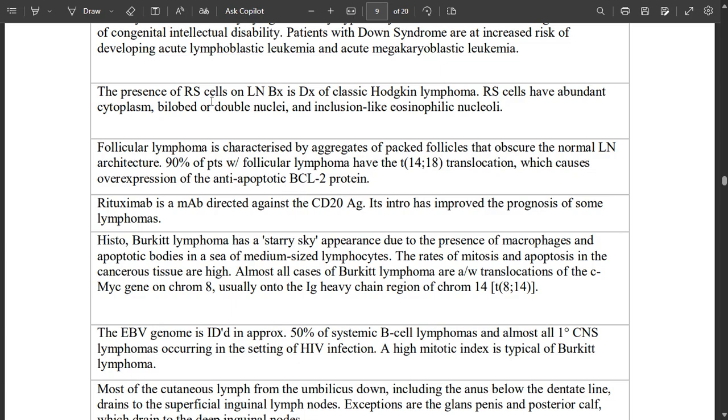The presence of Reed-Sternberg cells on lymph node biopsy is diagnostic of classic Hodgkin's lymphoma. Reed-Sternberg cells have abundant cytoplasm. They are owl cells, with abundant cytoplasm, bilobed or double nuclei, and inclusion-like eosinophilic nucleoli. So there are eosinophilic nucleoli and a bilobed nucleus, which look like owl's eyes.